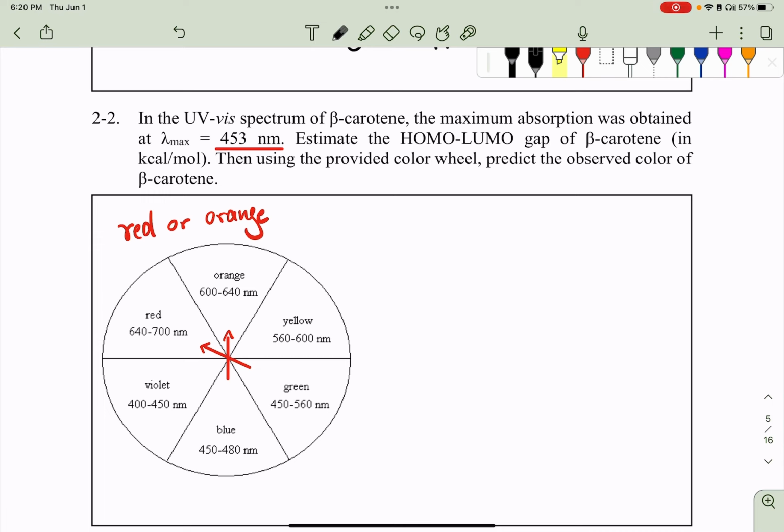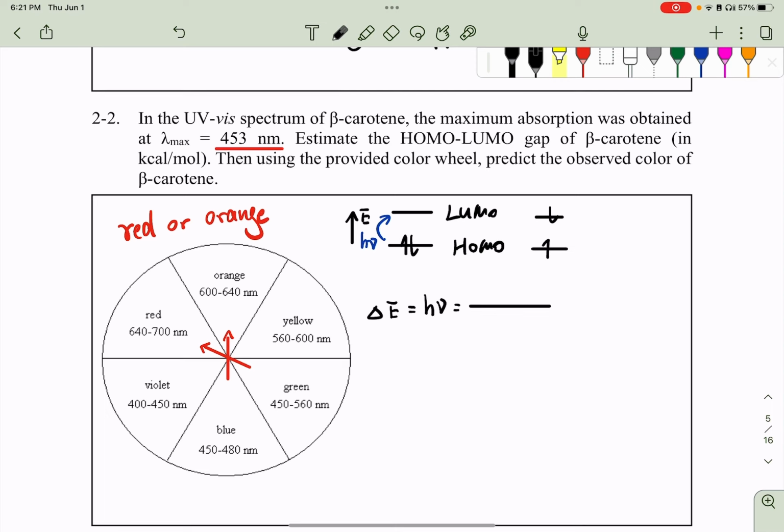Now estimate the HOMO-LUMO gap. What does that mean? So if we think about what is happening in the UV spectrum, and by the way, this actually gives you the answer to problem number 1 here. What is happening is we're measuring the energy gap between your HOMO and LUMO, right? So if we have occupied like this, and then we have h nu of energy, and we're getting excited after the light is being absorbed. So naturally, we know that delta E equals h nu equals hc over lambda max, and plug in the numbers.